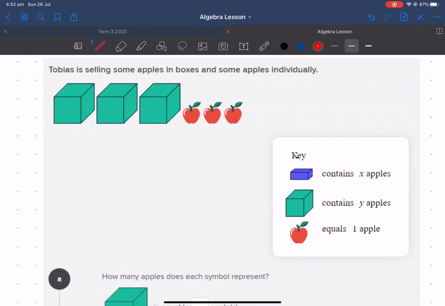Okay. So we start with Tobias, or Toby. He is selling some apples in boxes and some individually. The assumption here is that each of these boxes has the same number of apples, but we're just going to call that number y for the time being. Okay, so if y was 10, then each box would have that y, that 10 apples. And obviously this is 1 apple each, so 3 outside the boxes.